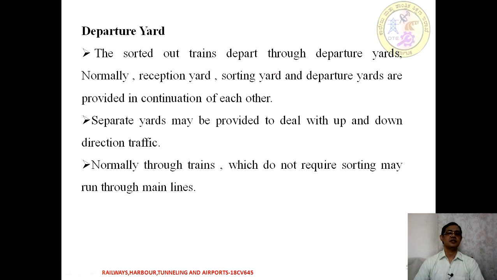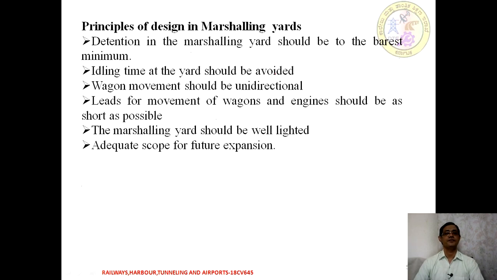Normally, trains which do not require sorting are preferable, as they can run through the main line without any obstruction to the flow. So, these are the functions and different types of yards as far as railway yards are concerned. So, how are we going to design a marshalling yard?